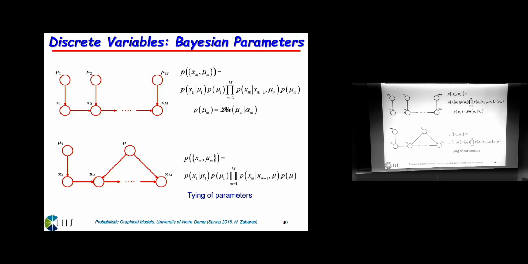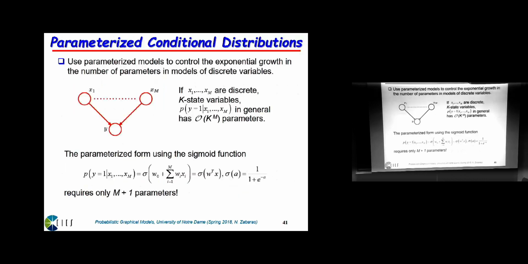So the parameters are tied. It means I'm using the same parameters to define all these conditional probability distributions. Okay? I mean, that's, of course, a major assumption, but you can appreciate doing inference with 1 mu versus doing inference with thousands of mu's. All right? So tying of the parameters makes things extremely easy.